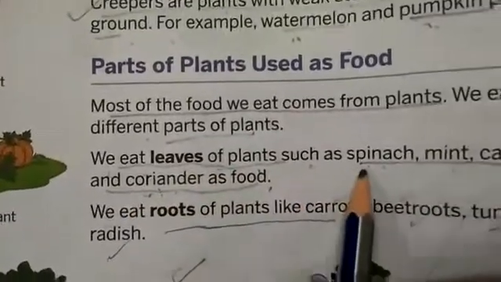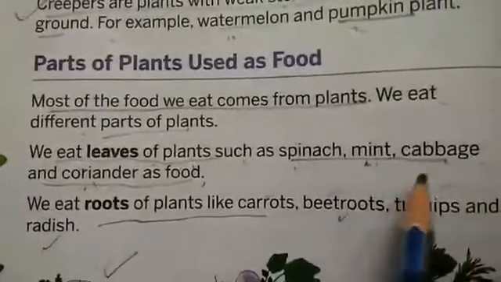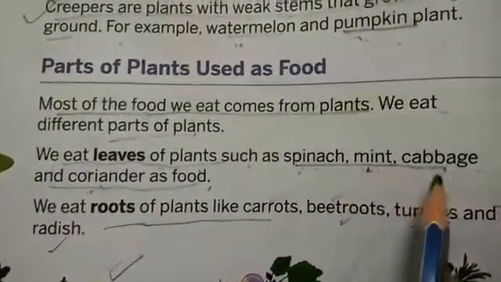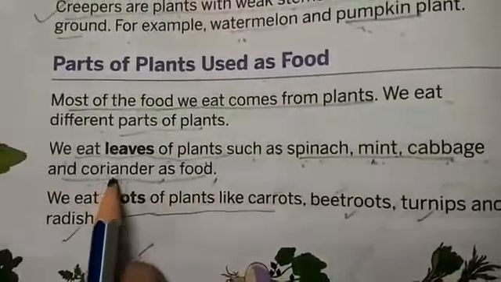What are these? Spinach is palak. Mint is pudina. Then cabbage, you know, and you know coriander as food is hara dhania.